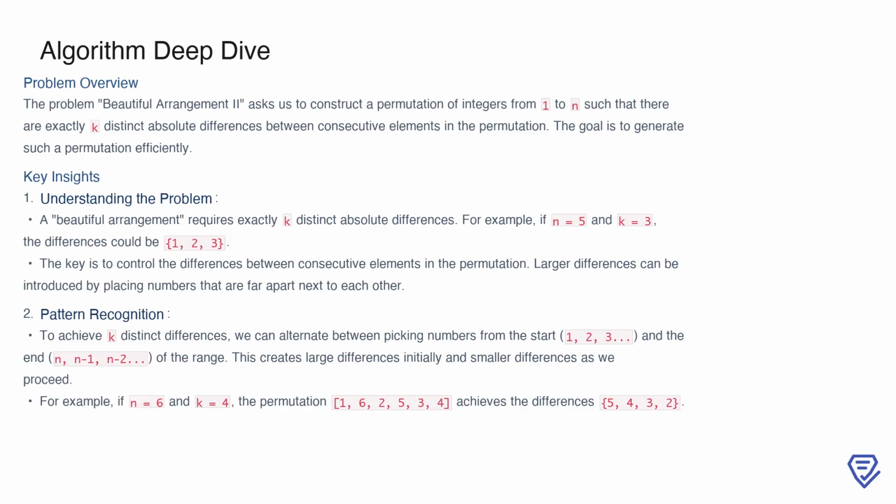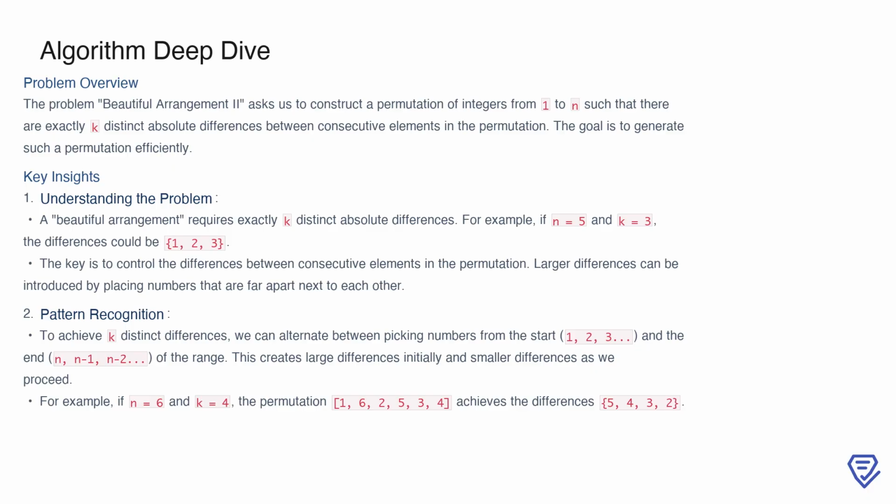A key idea here is that the differences between consecutive numbers in the permutation determine its beauty. For example, if n equals 5 and k equals 3, the differences could be 1, 2, and 3. To achieve this, we need to carefully place numbers such that these exact differences are created. A powerful insight is to alternate between numbers from the start and end of the range. This strategy creates larger differences initially and smaller ones as we proceed.